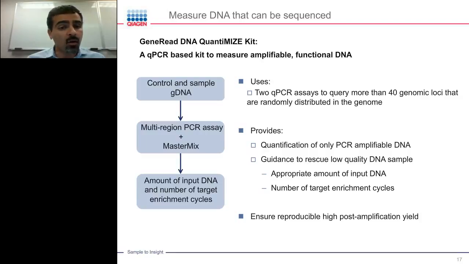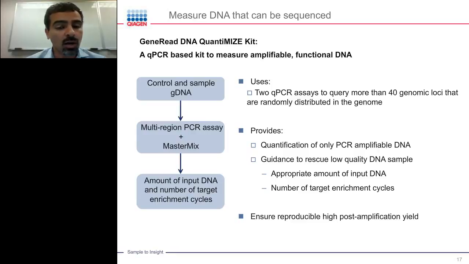The GeneRead DNA QuantiMIZE kit uses 2 qPCR assays to query more than 40 genomic loci that are randomly distributed in the genome. Because we are targeting more than 40 genomic loci that are randomly distributed, it gives us a good sense of the amount of fragmentation that is present in those DNA samples. And not only does it give us a good quantification and qualification of the DNA that is amenable to amplification, it also gives us guidance to rescue those low-quality DNA samples.